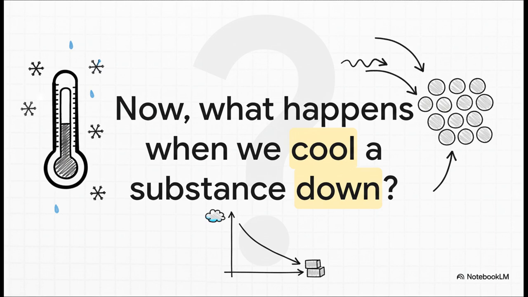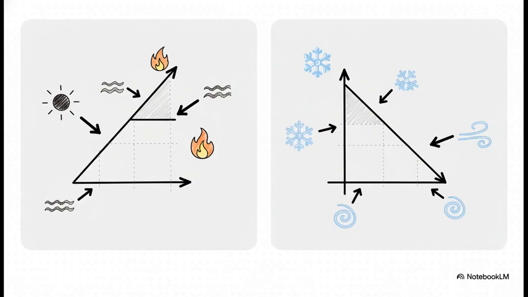But that's only half the story, right? What happens when we do the opposite? When we start cooling things down? Well, that brings us to the cooling curve, which is pretty much the whole process in reverse. Yeah, they're basically mirror images of each other. On a heating curve, energy is being absorbed, and you see those plateaus at the melting and boiling points. On a cooling curve, energy is being released, and the plateaus happen at the condensation and freezing points. It's the same idea, just backwards.